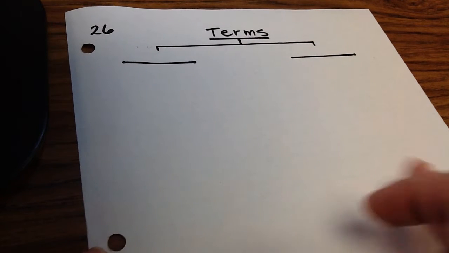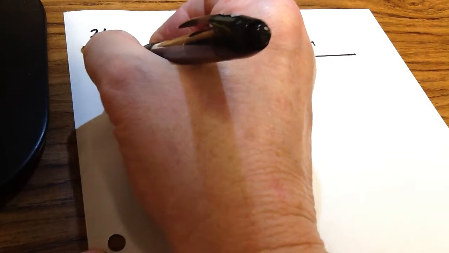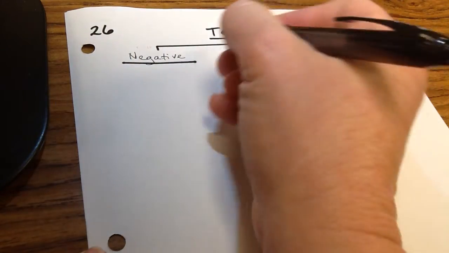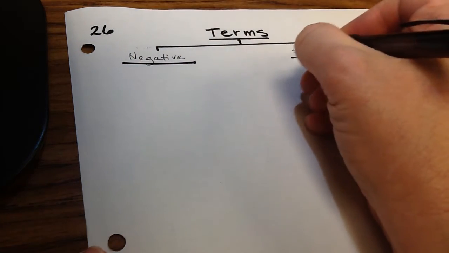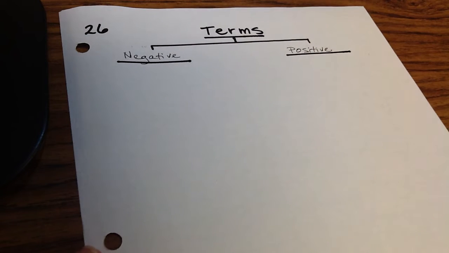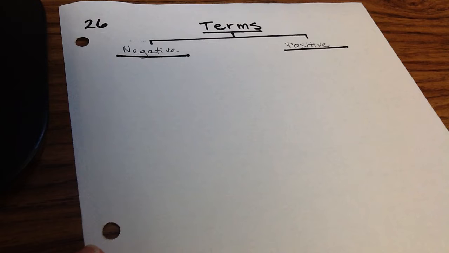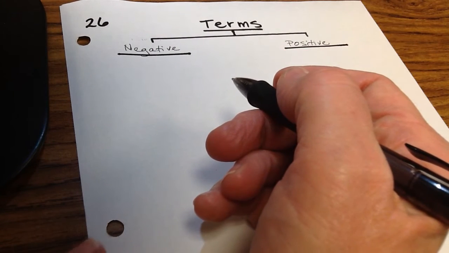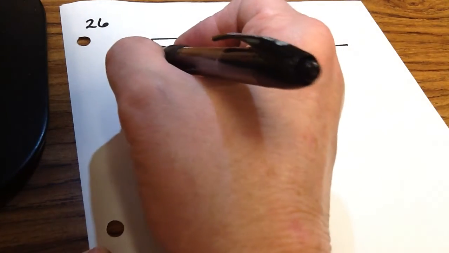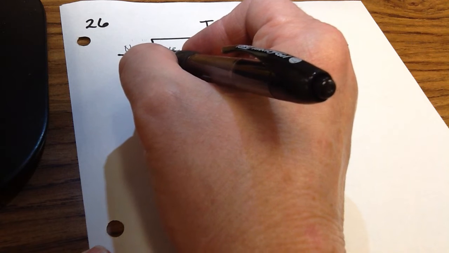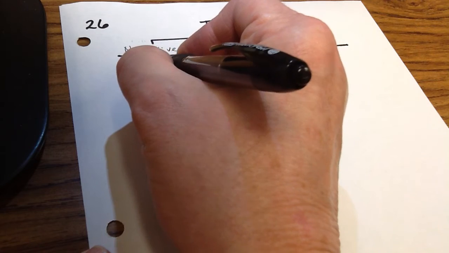So if we could please write here, how do you know if a term is negative? So everybody write negative. Or a term is positive. Those are the two choices for a term, negative or positive. An example of a negative term would be if you have a minus sign and the number, a negative sign and the number 5.